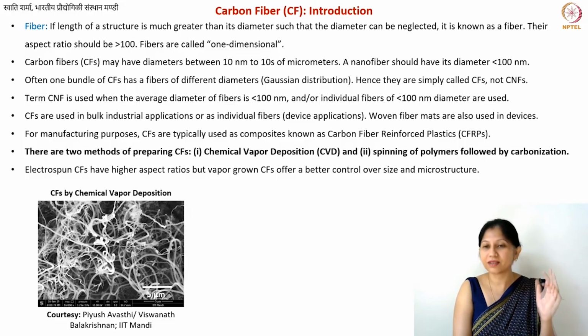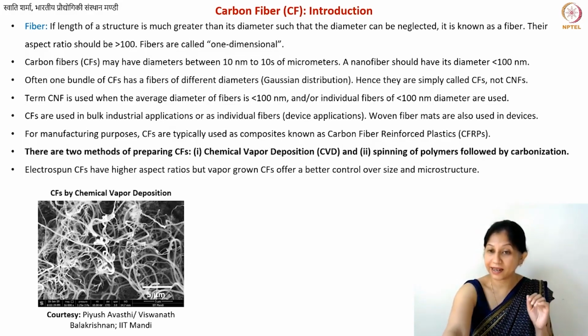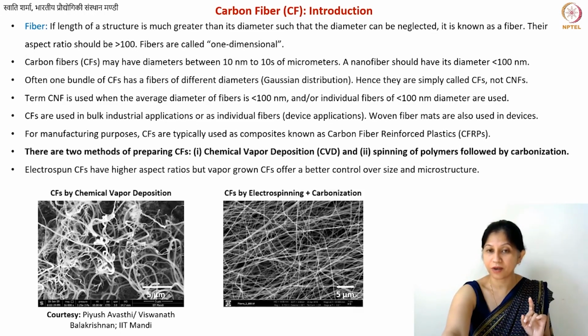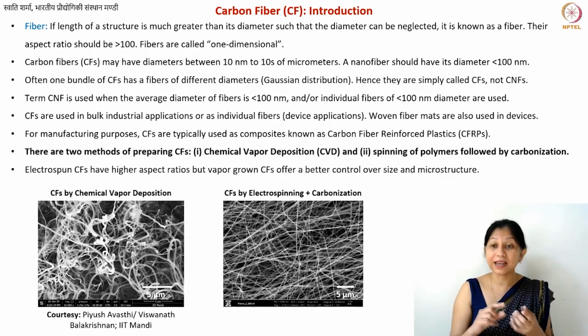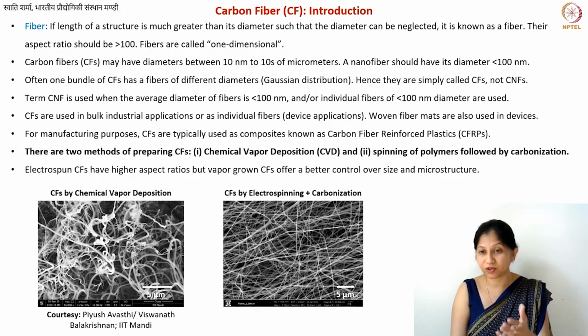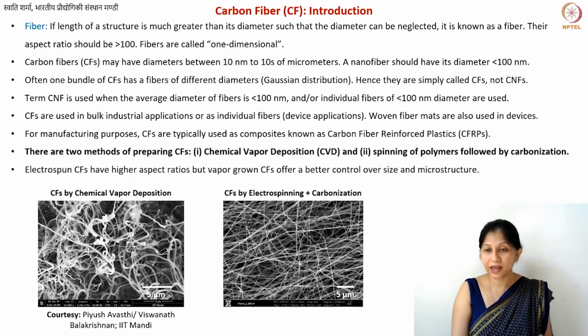So this is the structure. This is method number one, getting the fibers directly from the pyrolysis of hydrocarbons. And the second one, as I have already mentioned, is spinning. Here I have shown you the picture of carbon fibers fabricated by electrospinning. It is now easy for you to understand that in the case of CVD type carbon fibers, you directly get carbon fibers. But in the case of electrospun fibers, you need one more step, a heat treatment step.